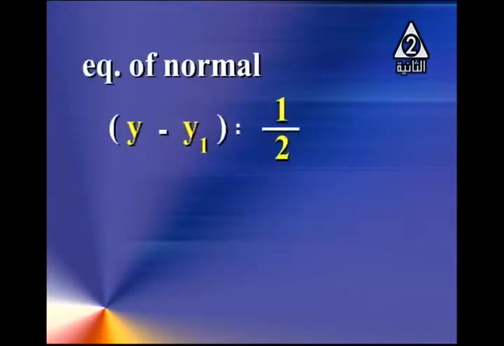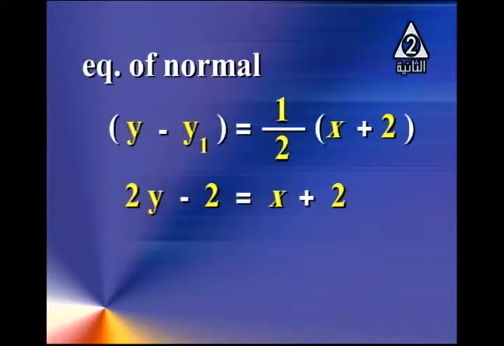What is the equation of the normal? y minus y1 equals -1 over m. Remember, m equals -2. Then -1 over m is 1 over 2, multiplied by x plus 2. Then, by cross multiplication, 2y minus 2 equals x plus 2. Then the answer is x minus 2y plus 4 equals 0. This is the equation of the normal.